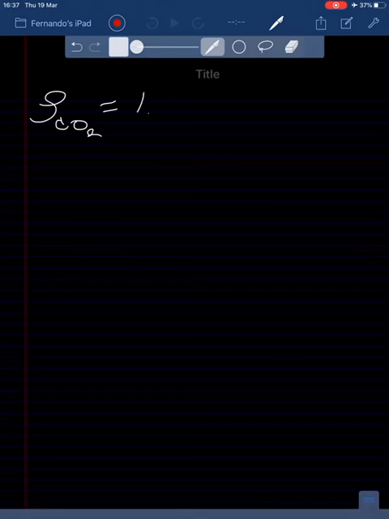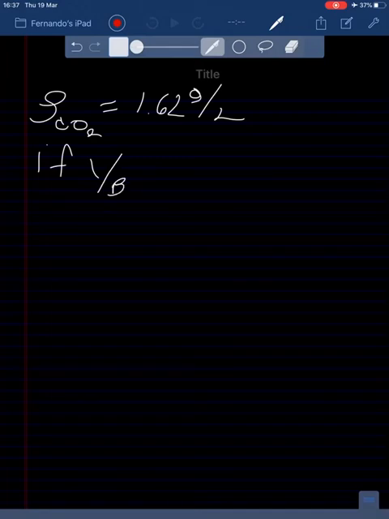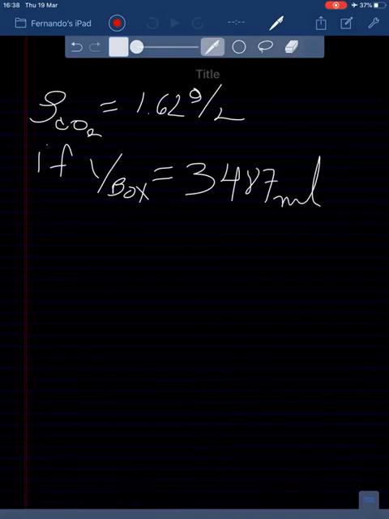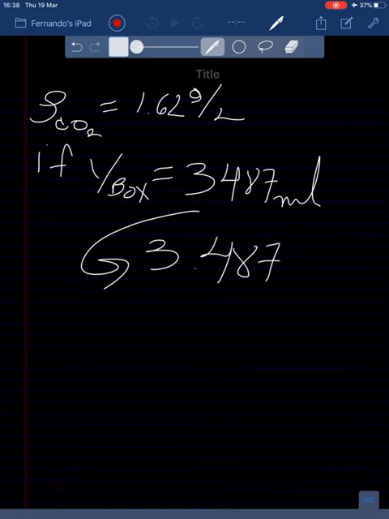Let's take the pen. In these conditions, the density for CO2 is going to be the same as what? As 1.62 grams per liter. And let's say, for example, that the volume of my container is the same as 3,487 milliliters. Well, I can transform this into something a little more useful, which is liters: 3.487 liters. Awesome.